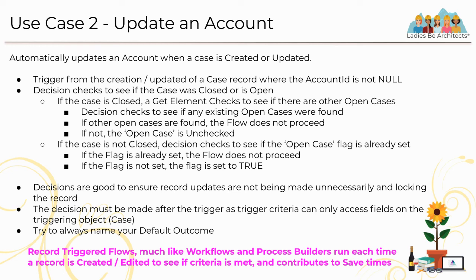And a personal favorite of mine is always try to name your default outcomes. By default, default outcomes in decisions are always called default outcome, which again, like I said, there's always a reasonable assumption that if it's not one of the other options, it's something else. Put in the name of that something else so that if someone's trying to go through and troubleshoot your flow, they know what's happening.